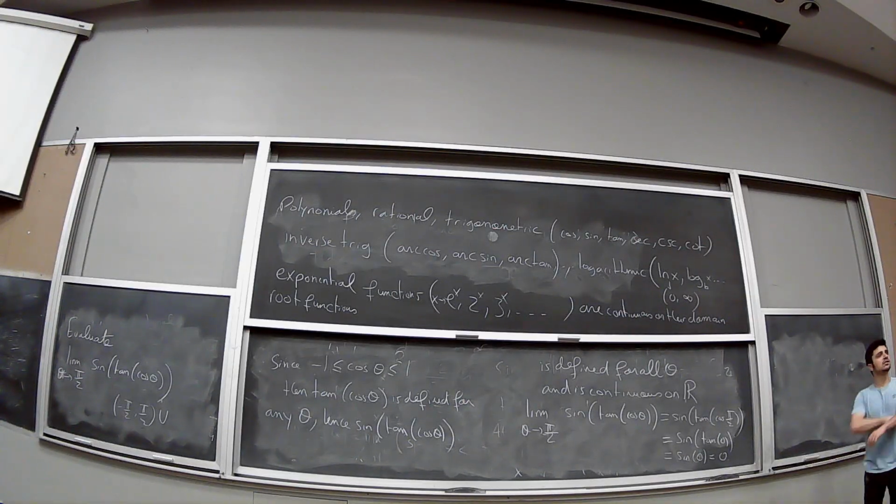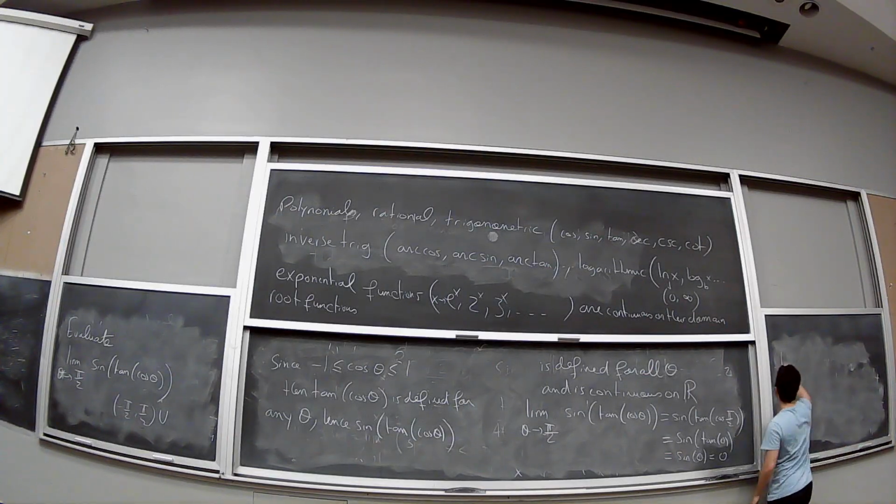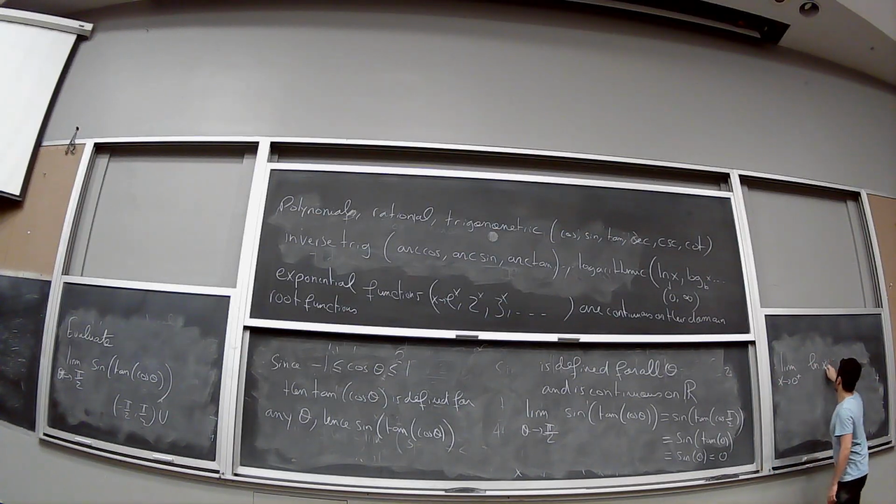Evaluate. Okay, have we seen the limit of ln x? We did not see it in this course. But what is the limit of ln x? Do we know how to sketch the graph of ln x? What is the limit as x approaches 0 plus of ln x? Minus infinity, right? This is the graph of ln x. You're supposed to have seen that in your previous calculus course. So the limit as x approaches 0 plus of ln x is minus infinity.